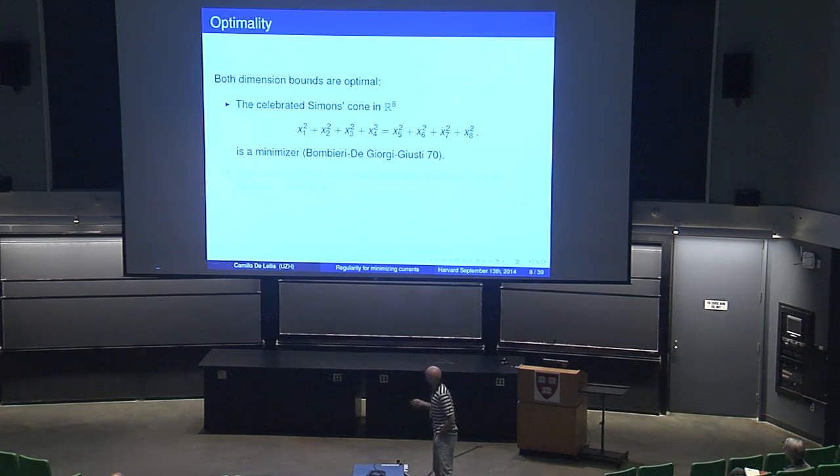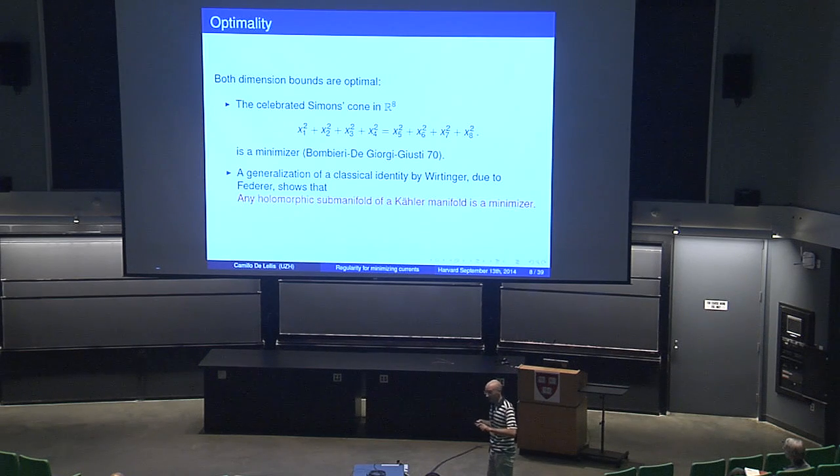It was pointed out by Simons that this is a stable minimal hypersurface, but it was then proved by Bombieri, De Giorgi, and Giusti that this is really a minimizer of the area. And this has a singular point. So there is a codimension 7 singularity. For counterexamples, of course, the situation is much easier in higher codimension.